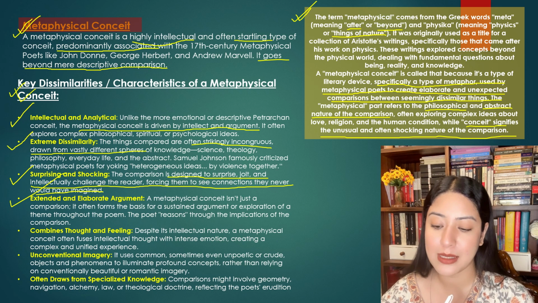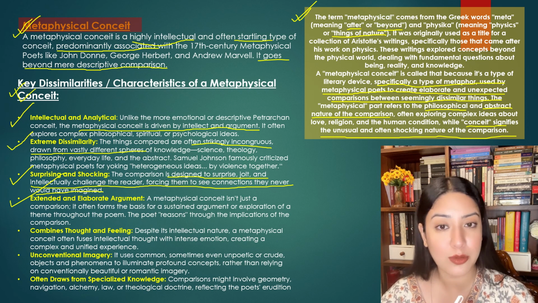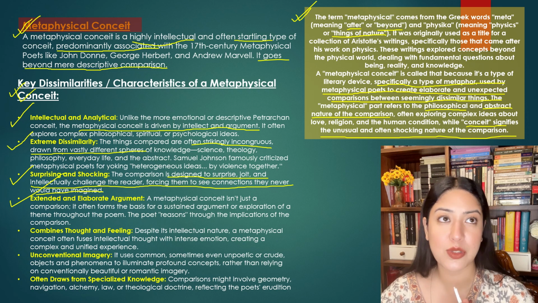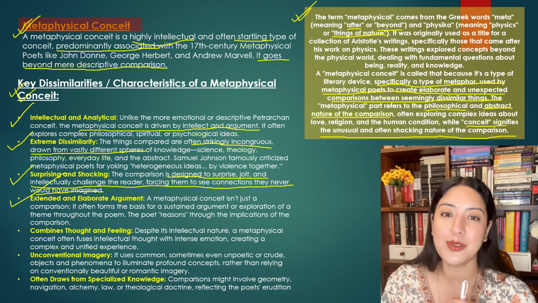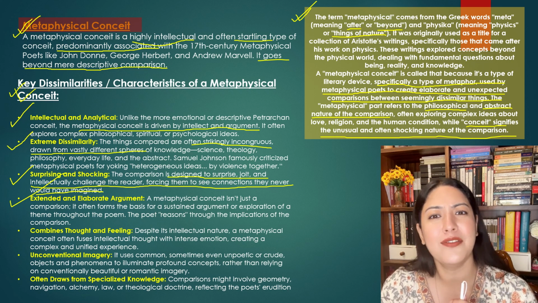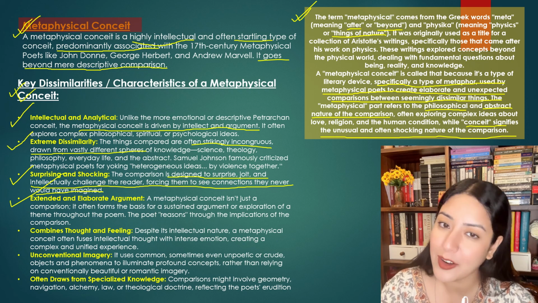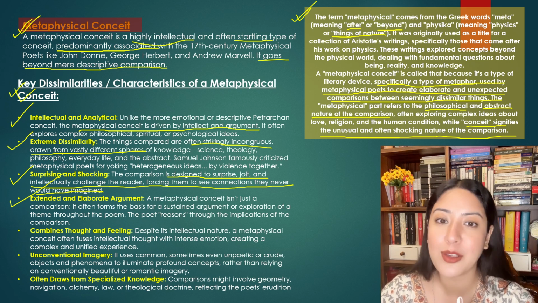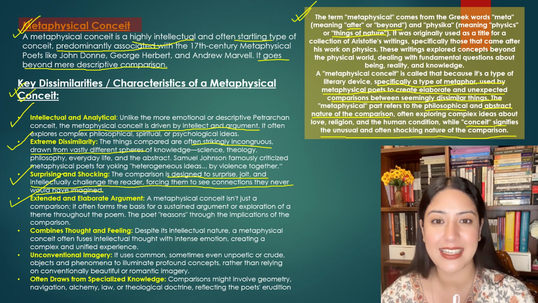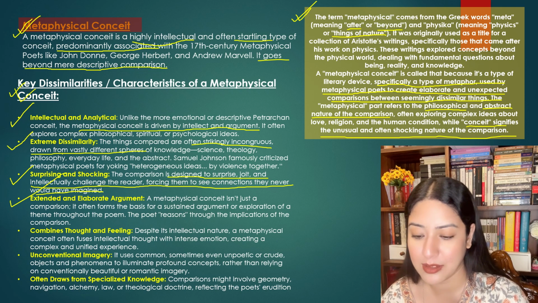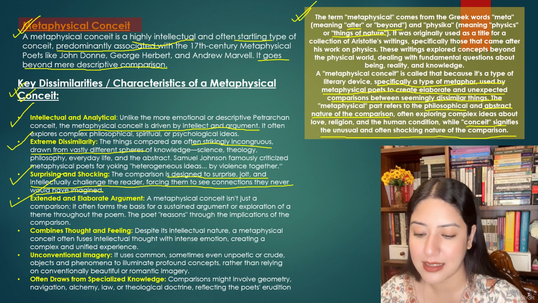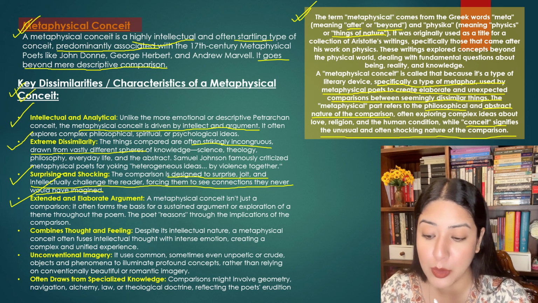It often forms the basis of a sustained argument or exploration. So when you read To His Coy Mistress also, you will see that he's trying to coax or convince his mistress. It's an argument. The whole poem is an argument. It's his side. He's placing his argument to his coy mistress. So this is what it is about, an exploration of a theme throughout the poem.